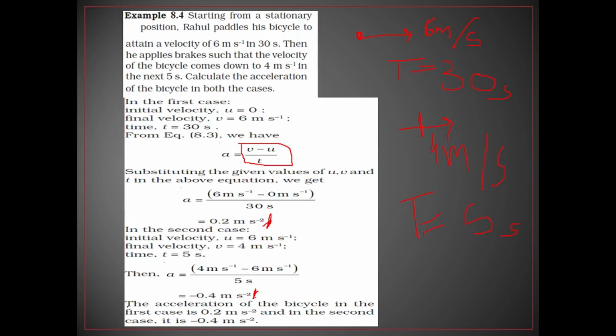So thus we can say that the acceleration of the bicycle in the first case is 0.2 meter per second square, and in the second case is minus 0.4 meter per second square. Minus because see here is minus and this is a big unit. This is basic of math, you see.